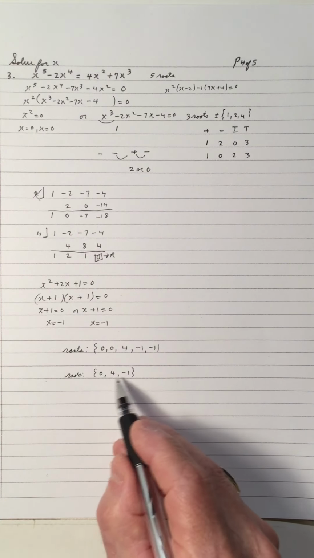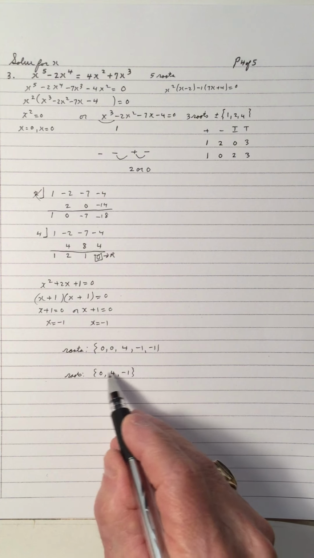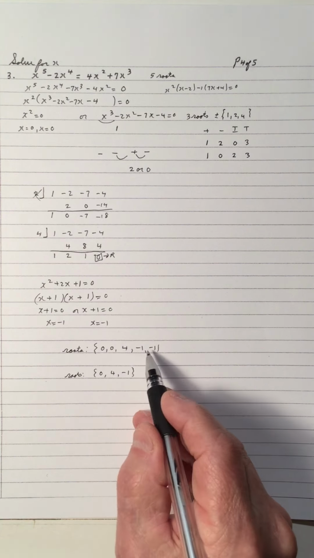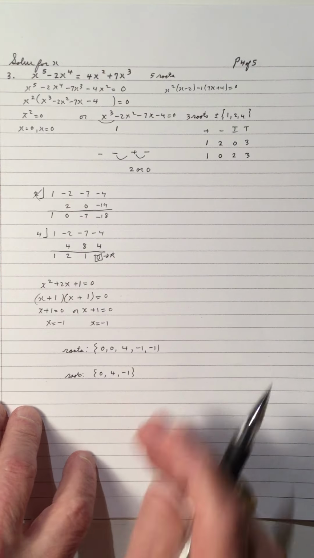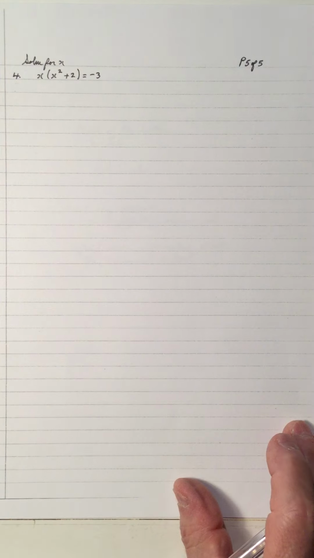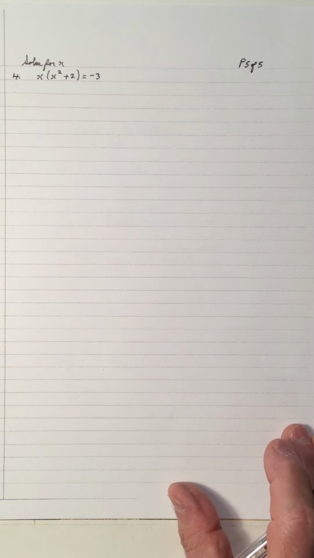Because if you just do this, you only got 1, and that looks like you just got a cubic. But because you got 2 zeros and 2 negative 1s, it makes it a degree of 5, a quintic. Okay, that one is done. Let's try one more for a bit of practice.